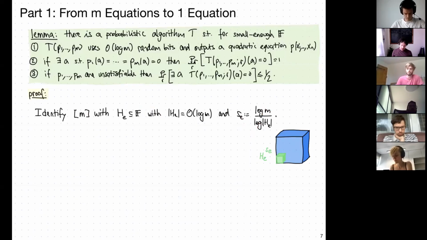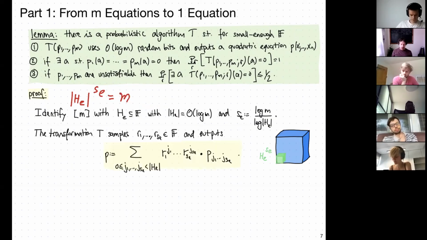So why this horribly confusing setting of parameters? Simply because h_e to the power of s_e, if you just check this equation, is exactly m. So what does it mean? We can write all the numbers from 1 to m in this green hypercube that we have here.